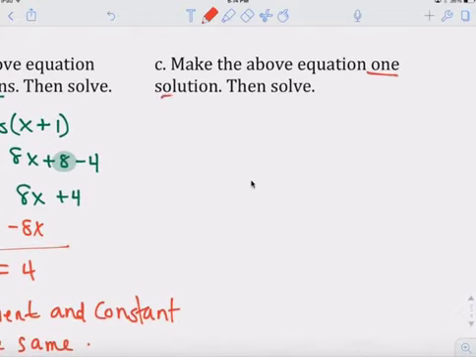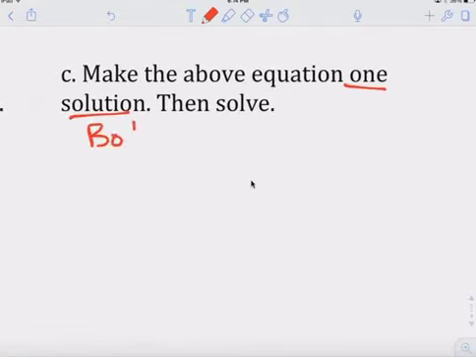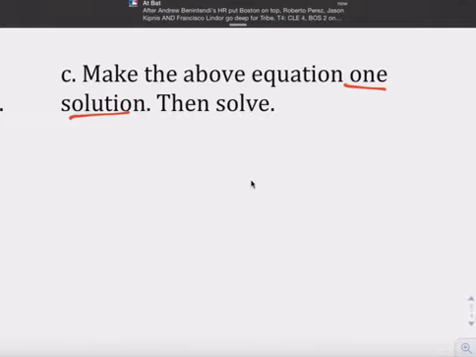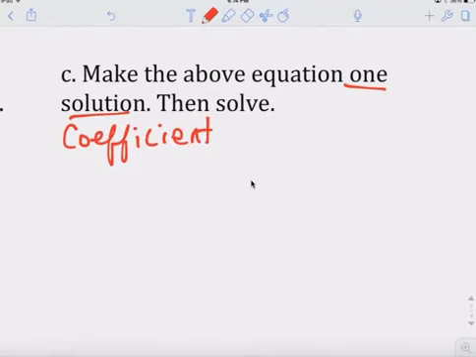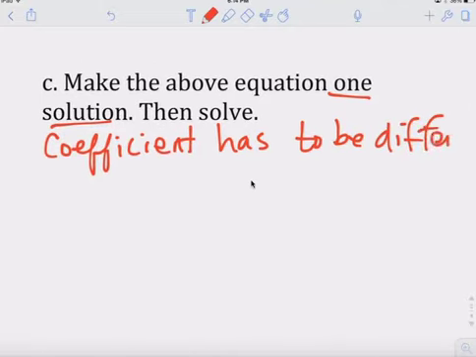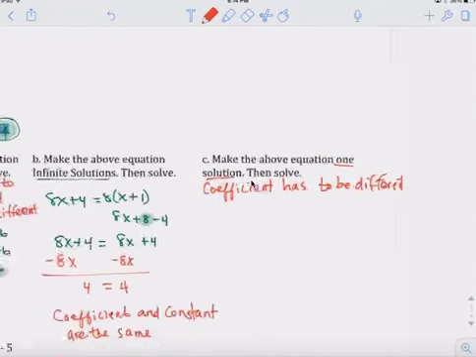One solution, everything can be different. Well, what absolutely has to be different is the coefficient. It really doesn't matter with the constant. What has to happen is the coefficient has to be different. You really don't need to worry about anything to make one solution, just as long as they're all different.